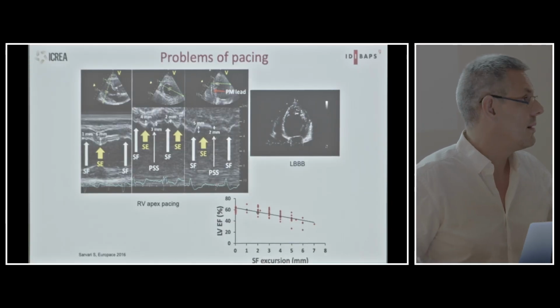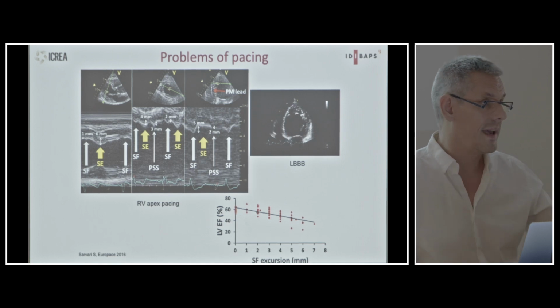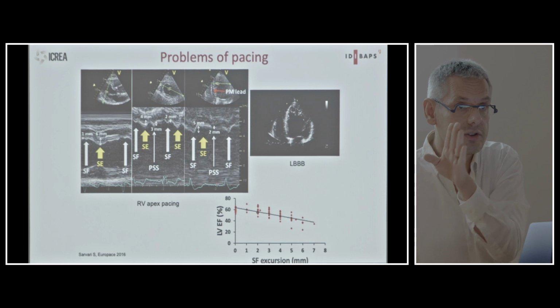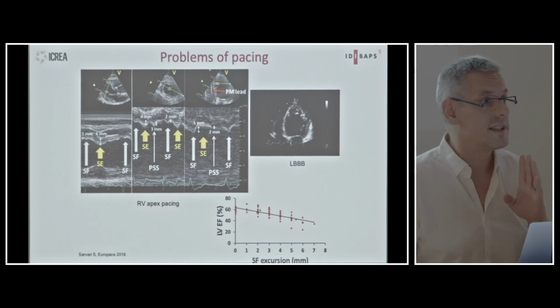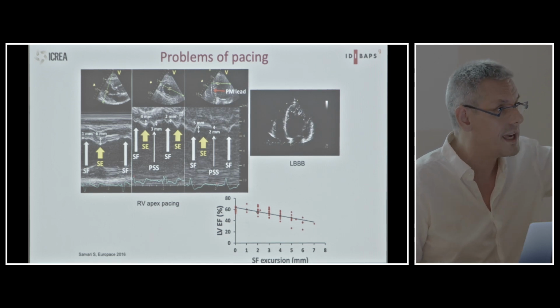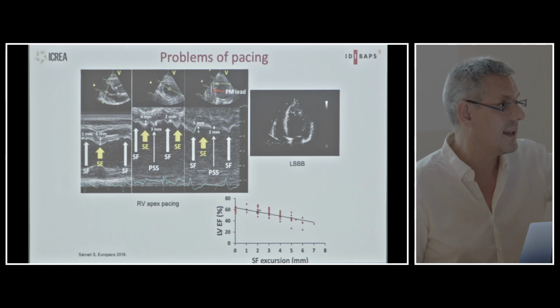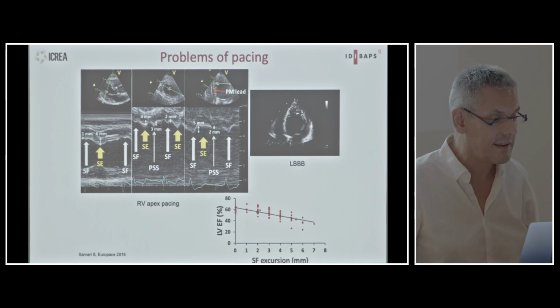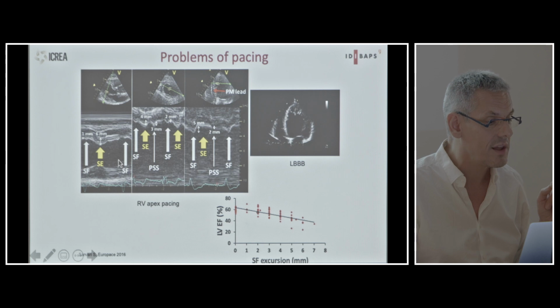Now, that is for pure left bundle branch block. And as we said before, pacing, traditional right ventricular pacing, can also induce heart failure. It's actually a very similar mechanism, because what you do with a pacemaker is you early activate a segment that will start to contract. And here you see three different patients.